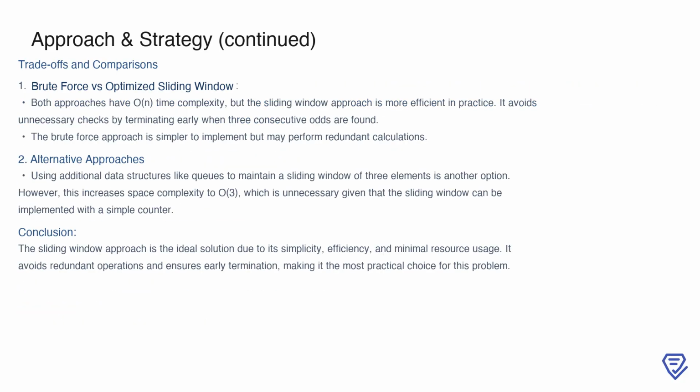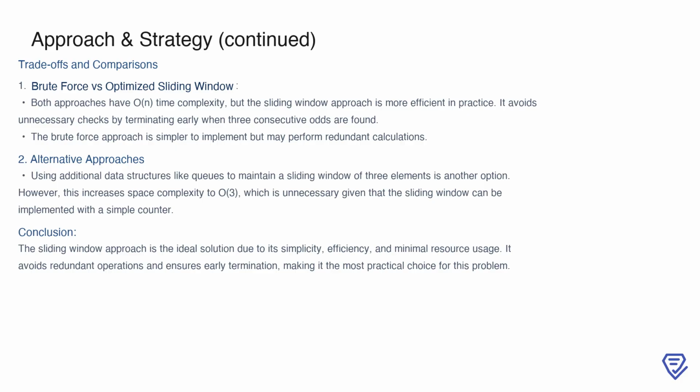When comparing the brute force and sliding window approaches, both share the same O(n) time complexity on paper, but the sliding window method is more efficient in real-world scenarios. This is because it avoids redundant checks by terminating as soon as a valid group of 3 consecutive odd numbers is found, whereas the brute force approach continues iterating through the array even after the result is clear. Additionally, the sliding window approach is just as simple to implement and doesn't add complexity to the code.